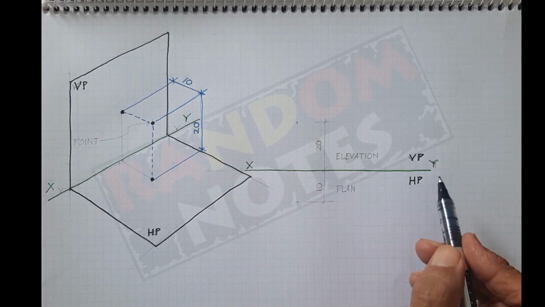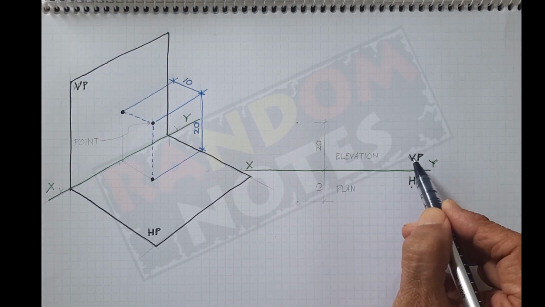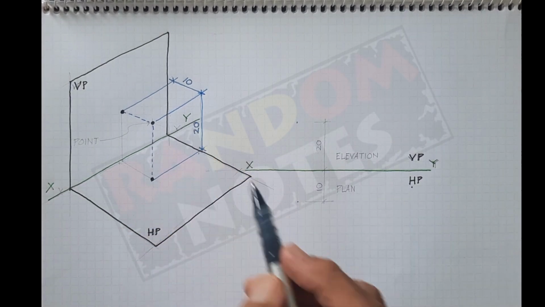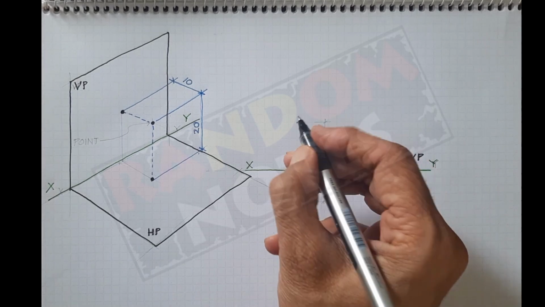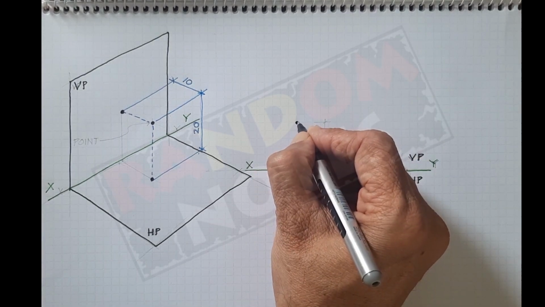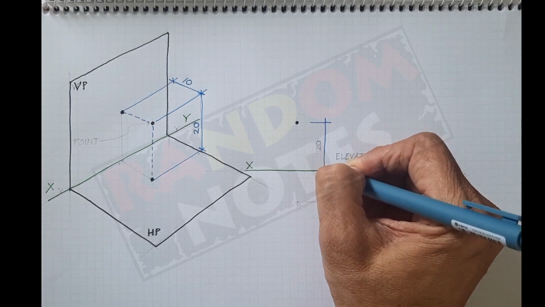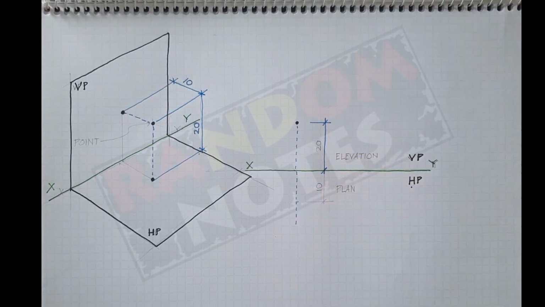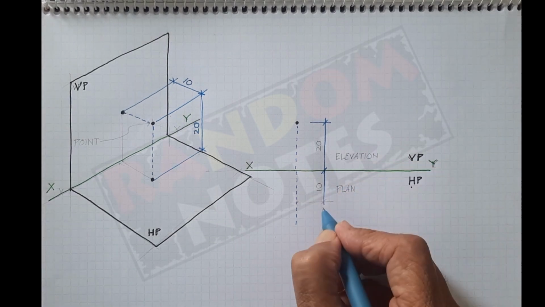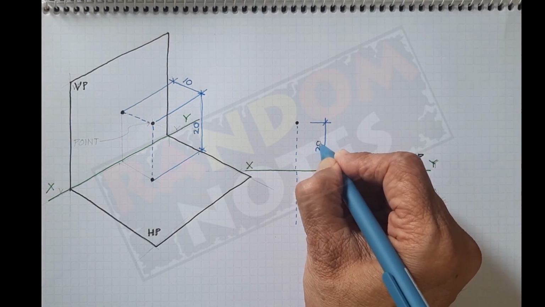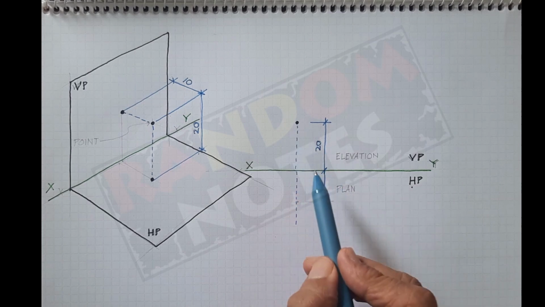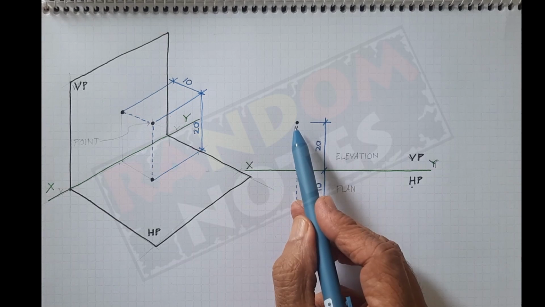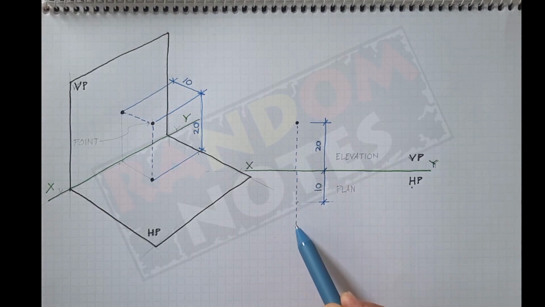We have the XY plane, we have the horizontal plane, we have the vertical plane. The point is 20 mm above the horizontal plane. This is where it is. So I took the point at a distance of 20 mm from the horizontal plane. From there I took down the projection and continued it.